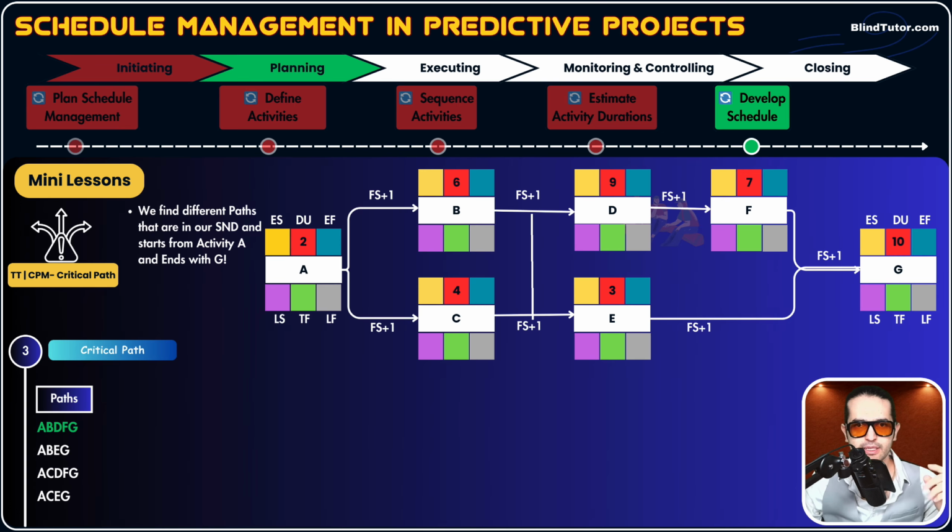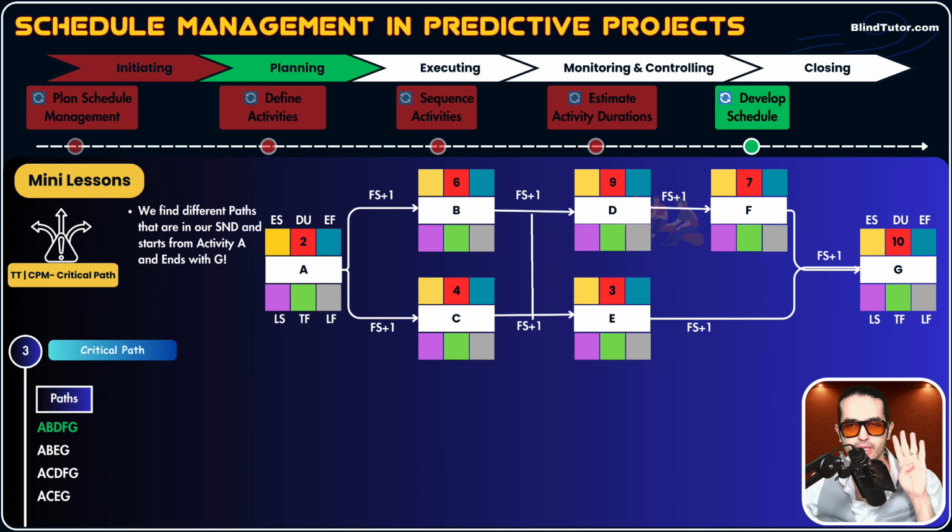Our next path could be A, then again B. Instead of D, we go to E, and then G. A, B, E, G. This is our second path. The third path could be A, then C, then D, F, and G. This is our third path. Our fourth path could be A, C, then straight to E and G. This is our fourth path. So our schedule network diagram here has 4 paths.